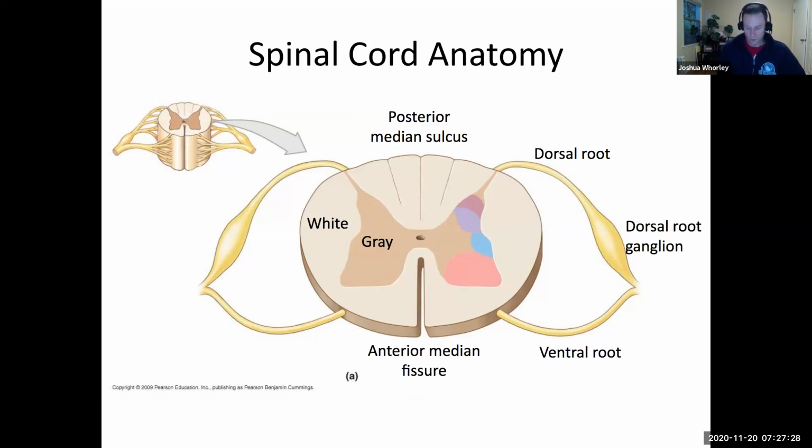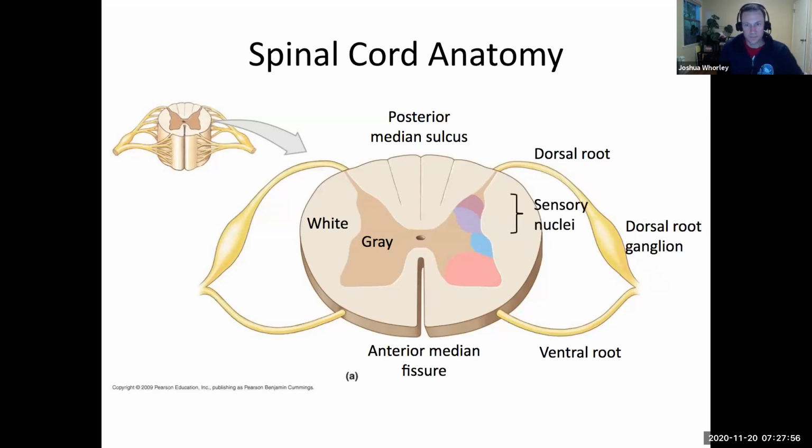For all sensory neurons that are propagating information to the spinal cord, this is where their cell bodies are, right? So this is where the cell bodies of sensory neurons are. Remember, we talked about the dominant type of sensory neuron being a unipolar neuron. So this is where the cell bodies of unipolar neurons occur, right here.